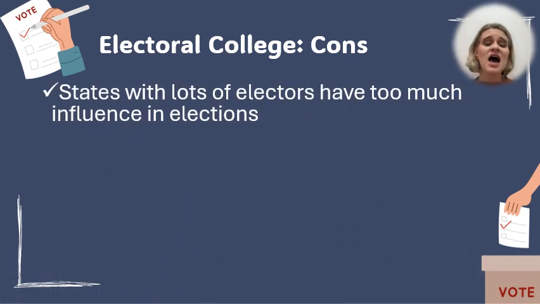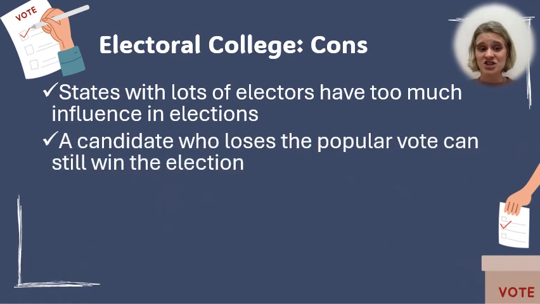Some of the cons: it's said that states with lots of electors like California or Texas, California has 54, Texas has 40, they have so much influence. And those states are usually pretty safe one way or the other. California is usually pretty safe Democrat. Texas is usually safe Republican, which means that's a huge chunk of electors just from that one state, which can have a huge influence in the election.